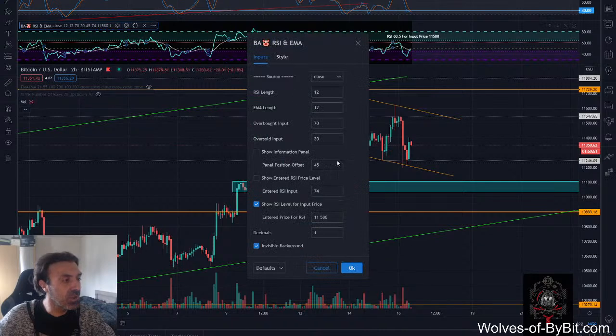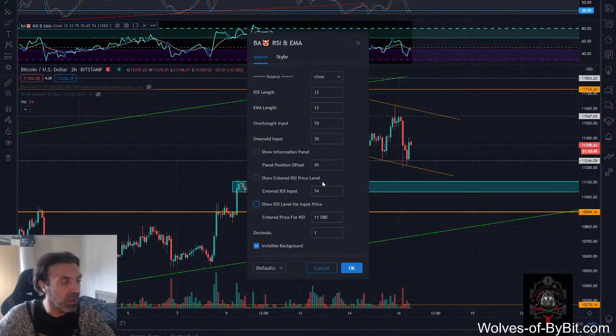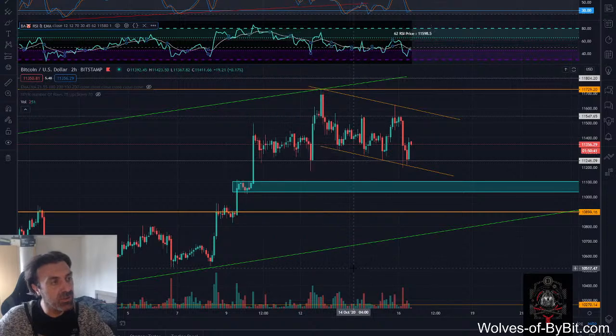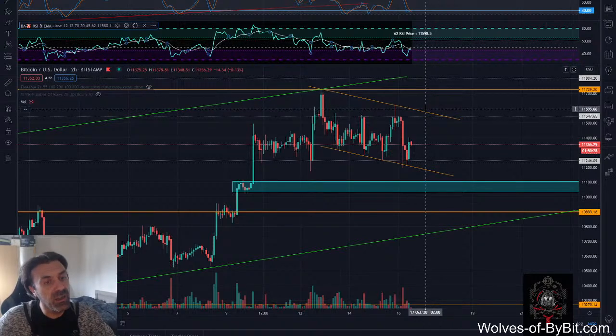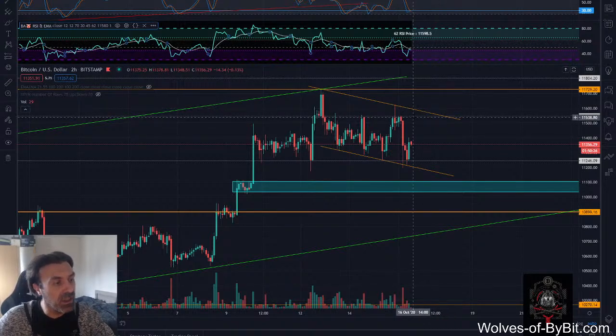Let's see how much we need for an actual breakout. So here we will have RSI at 62. So RSI at 62, we need to break 11,598.5. Let's call it 11,600. Okay, 11,600, and we should be in the clear.